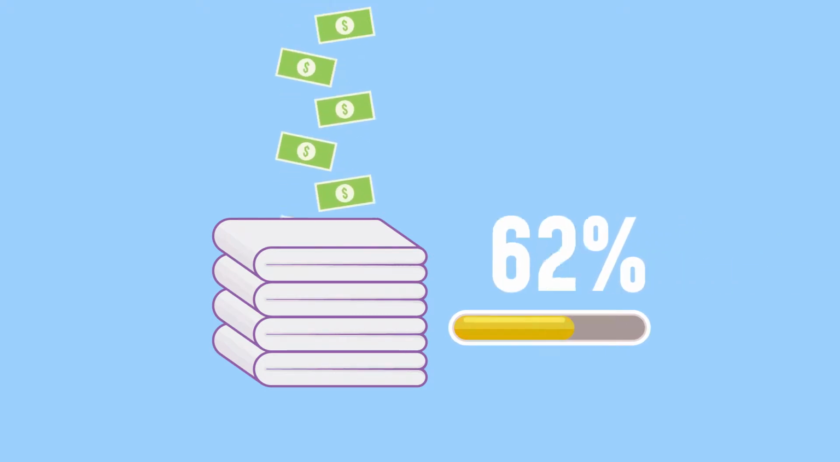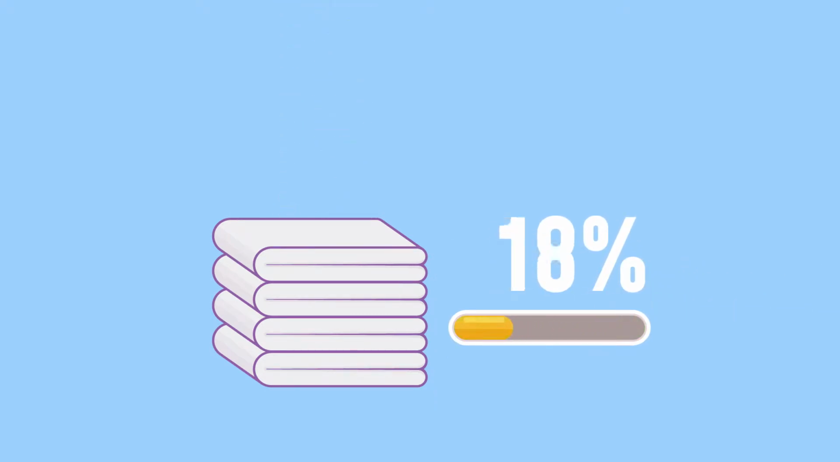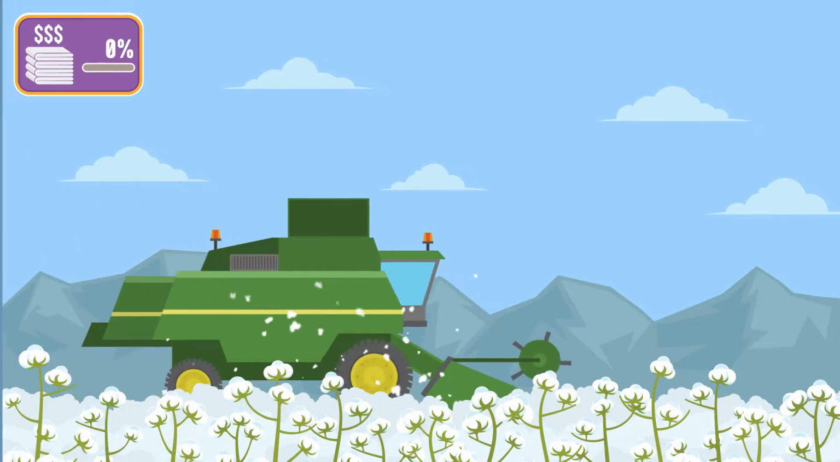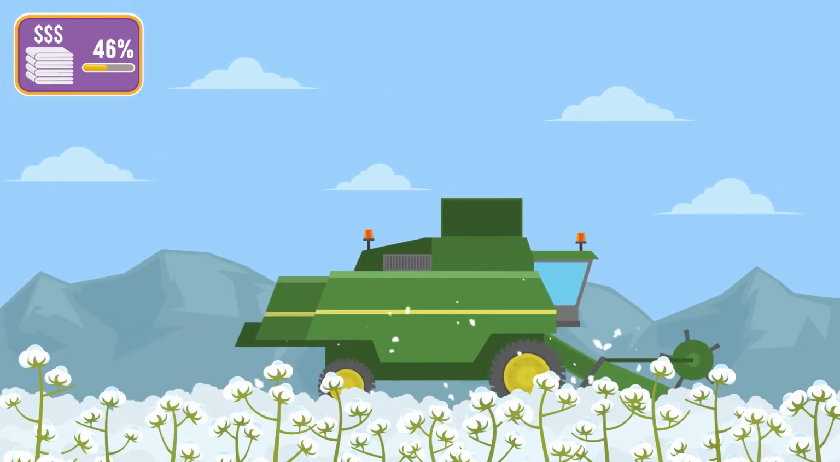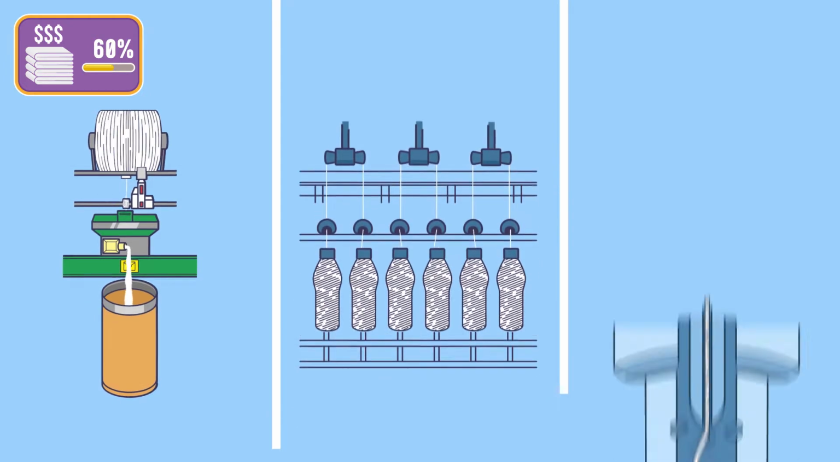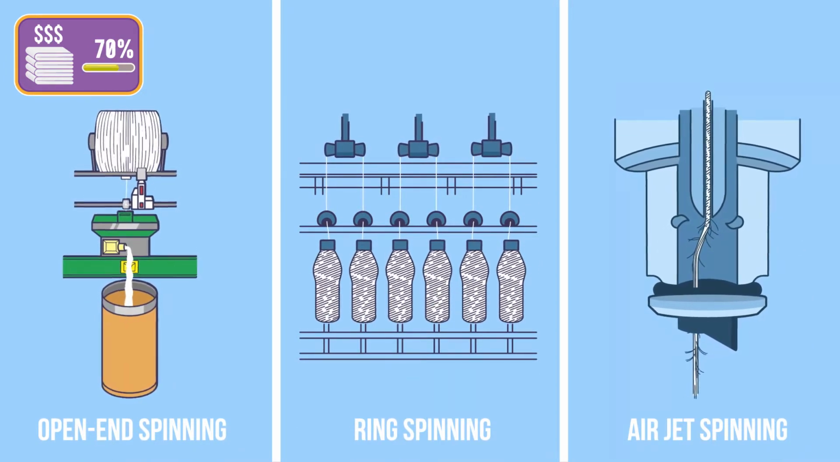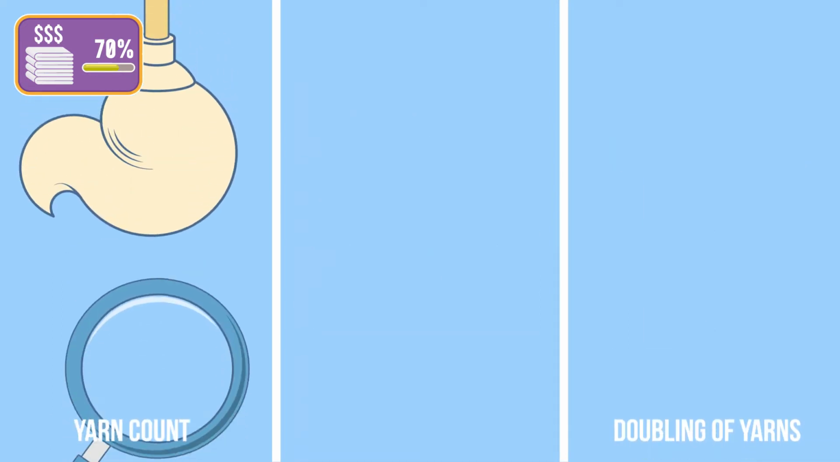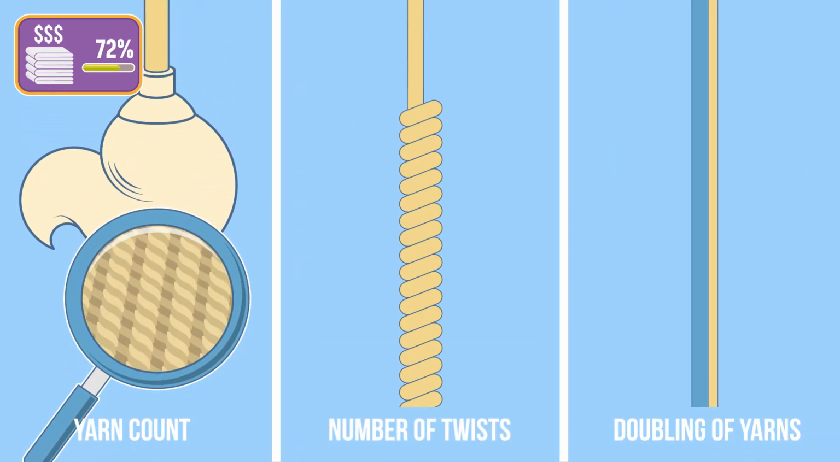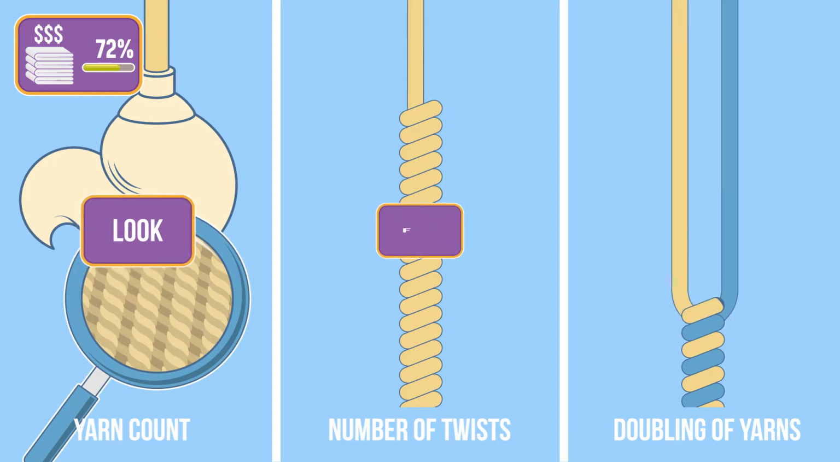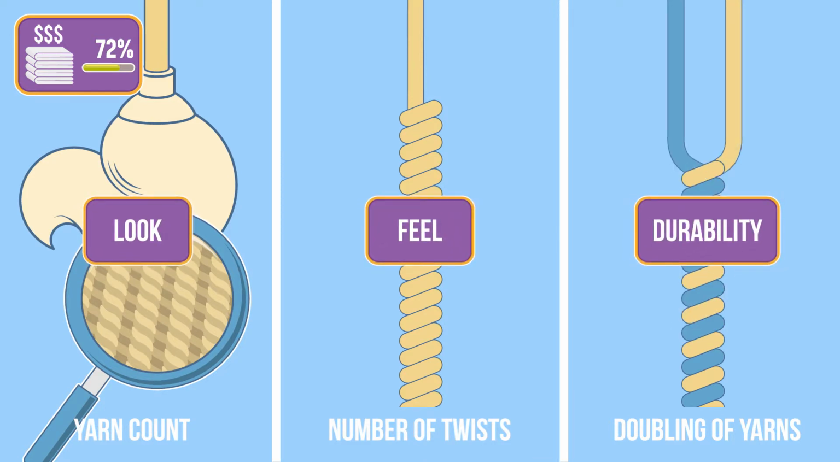You know the cost of your product, but do you know what goes into that cost and why? For textiles, raw materials account for the majority of production outlay. Processing, whether open-end, ring, or air-jet spinning, determines quality and affects cost. Yarn count, number of twists, doubling of yarns all impact the look, feel, durability, and cost of the product.